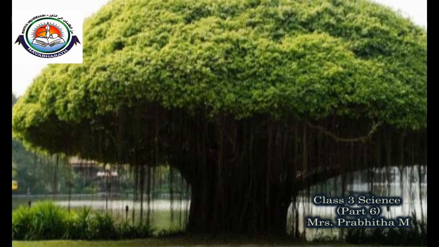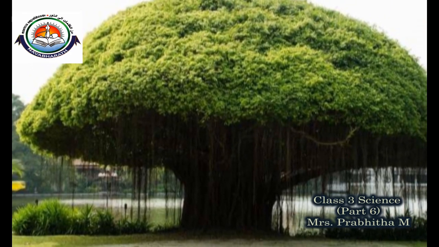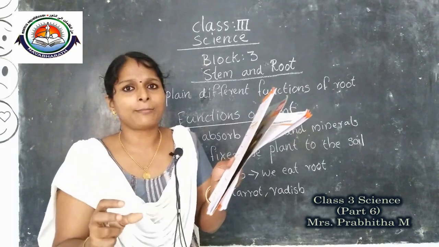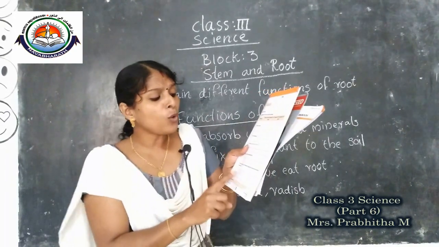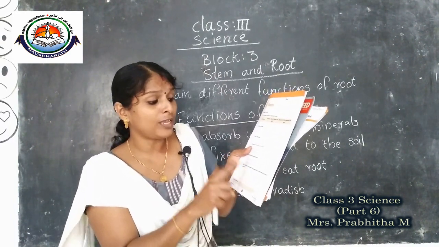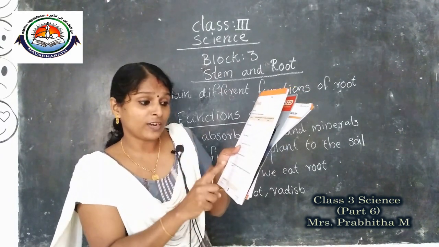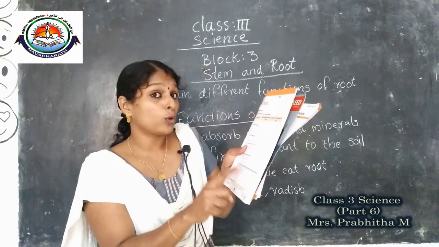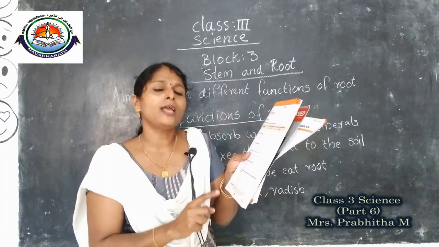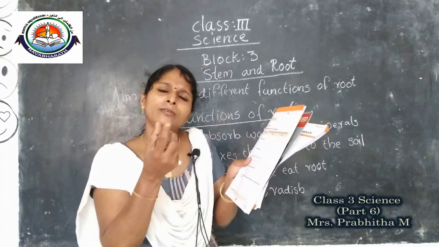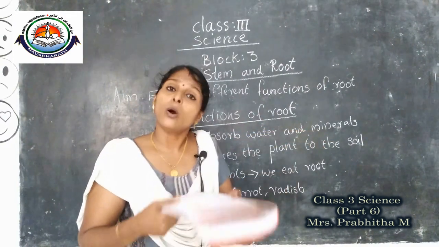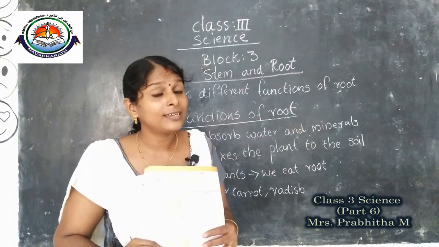We know its roots are hanging on the stem. Okay, its roots are coming out from the stem. So how is the function of the root different from the function of the root of a rose plant? First we will discuss the banyan tree. I already told its root is hanging from the stem. So how does it help the plant?